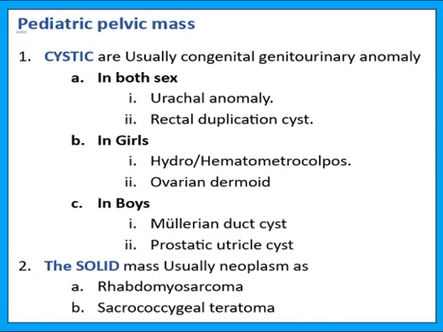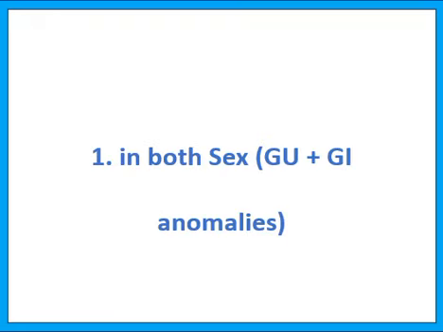The solid masses are usually neoplasms, such as rhabdomyosarcoma or sacrococcygeal teratoma. We start with cystic lesions in both sexes: genitourinary anomalies.